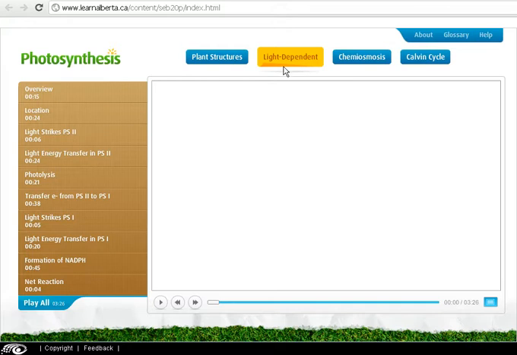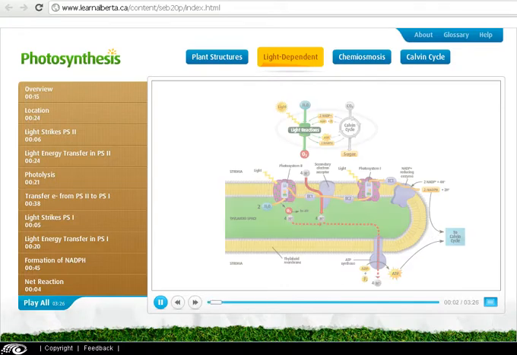So I'm going to teach you photosynthesis. I'm going to do a little bit of review beforehand of what we learned on Thursday. So I'm going to play this animation. I'm going into the light dependent. Just watch my cursor, as what I point to is what I'm going to be talking about.